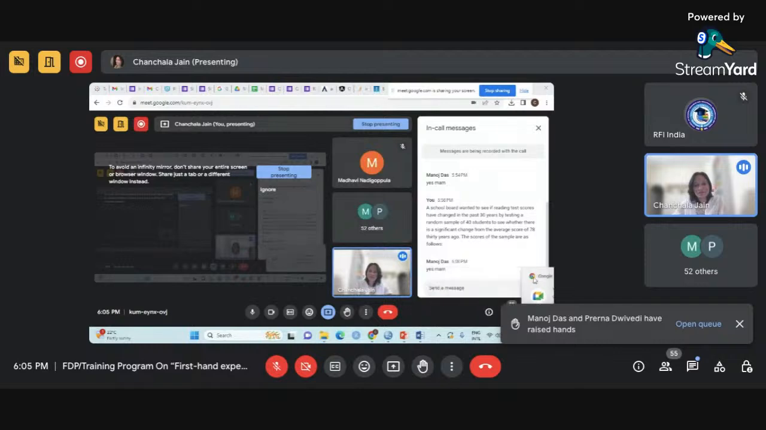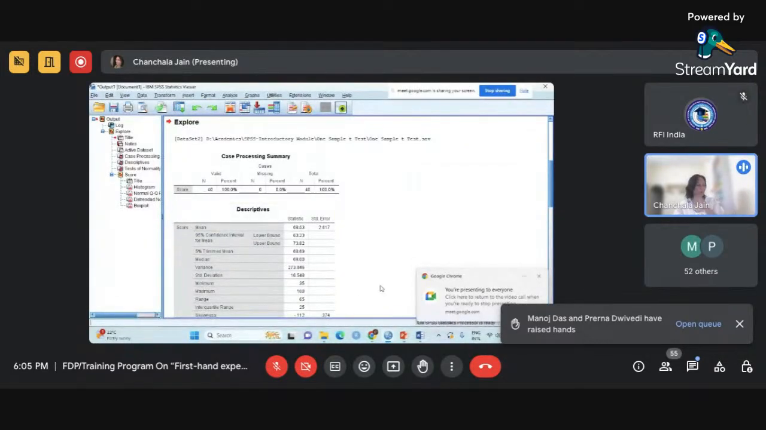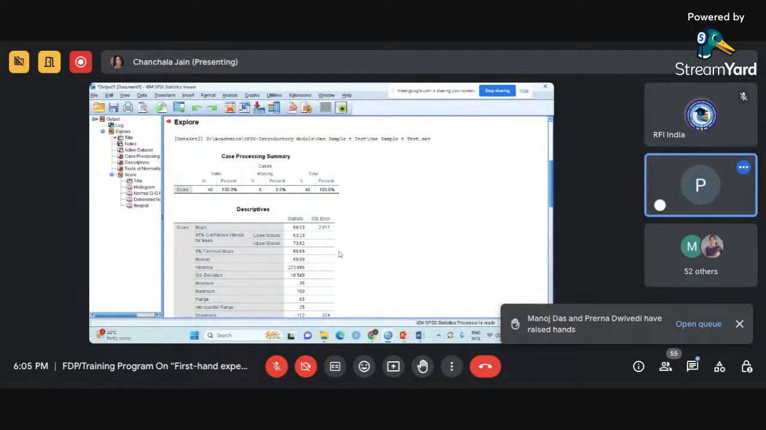So I think I need to check whether my output is generated or not. Yeah, it is generated for me. I think you are also getting the same outputs that I am getting here, right? So may I start explaining? Yes, ma'am.